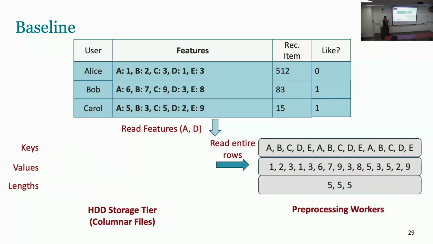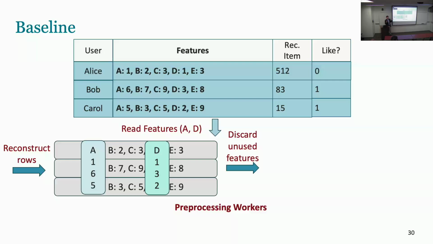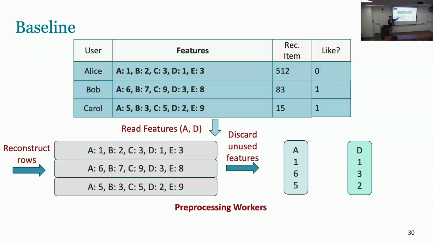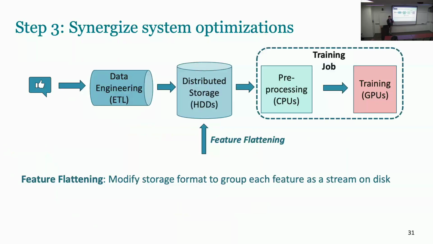And what this means is that if a training job wants to read a subset of features, for example, A and D here, it needs to read the entire set of rows for a batch from disk, reconstruct those rows in memory, and then for the features that it doesn't want, B, C, E, it simply drops that data after reading it. And so it takes the data that it does want and continues to pre-process that. So you can see that this obviously wastes a lot of storage, network, and data ingestion resources spent operating on data that's just unused. So our first optimization to address this problem is this idea of feature flattening.